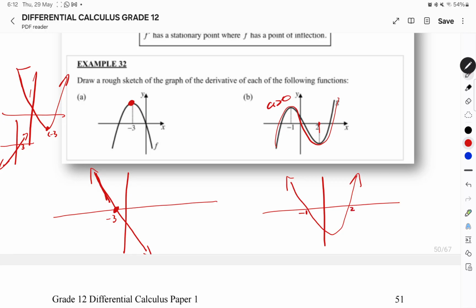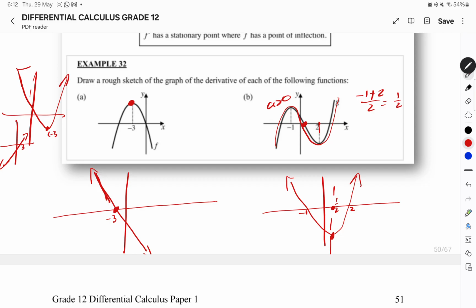This will be 2. Then remember, if I want the x coordinate of the point of inflection, I can do the midpoint. So -1 plus 2 divided by 2, I will get 1/2. So the point of inflection is also at 1/2, which will be the turning point at that point.